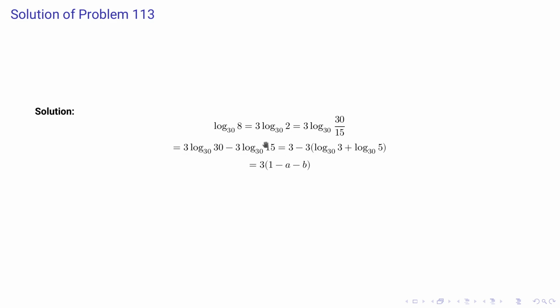And this becomes 3 into 5. 15 is 3 into 5, so this becomes 3 into log of 3 with base 30 plus log of 5 with base 30. Now we substitute for 3 and 5, we get 3 into 1 minus a minus b.